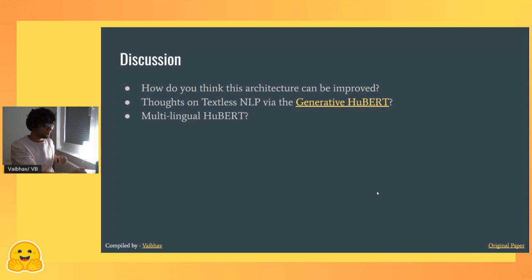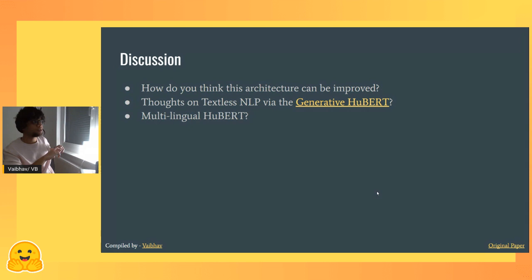Maybe they were saving it for the next paper. I don't know. I'd also be curious. I don't know why, but that's interesting. Yeah, it just didn't make sense to me.